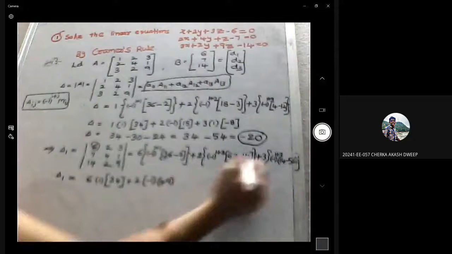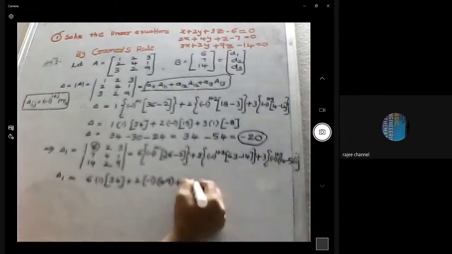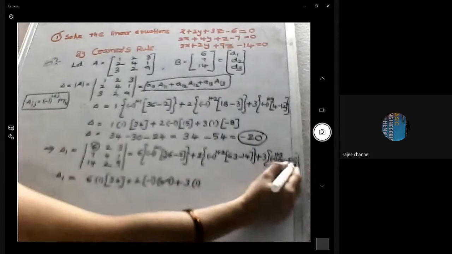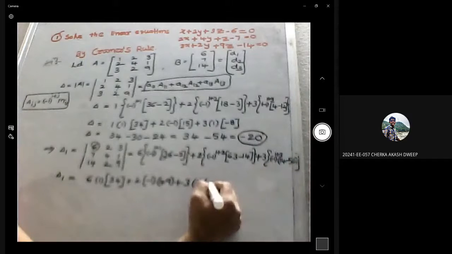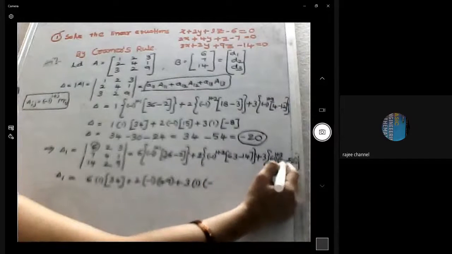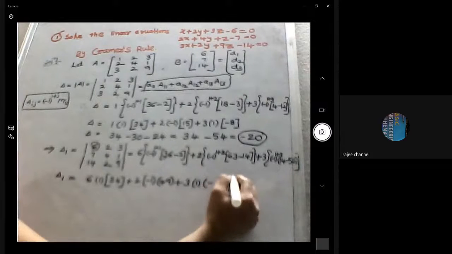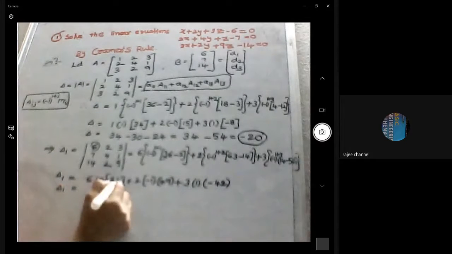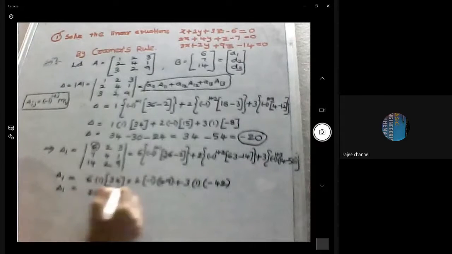Next, plus 3 into minus 1 whole power 4, positive 1, into 14 minus 56, which is minus 42. So delta 1 equals 6 into 34. 6 4s are 24, 6 3s are 18, 18 plus 2 is 20, so 204.